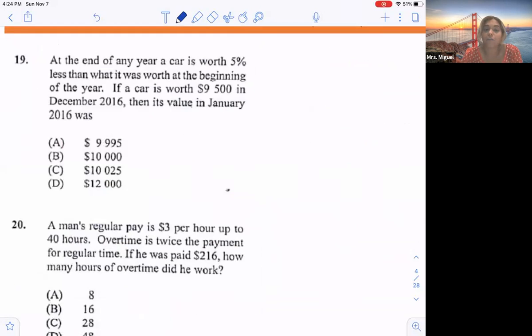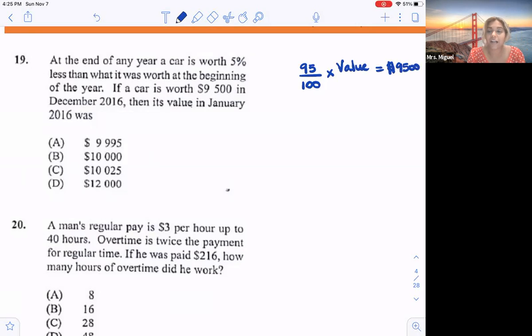At the end of any year, a car is worth 5% less than what it was worth at the beginning of the year. If the value of the car at the end of the year is $9,500 in December, what was the value initially? So here's what. If the car is worth 5% less, therefore 95% of its worth is $9,500.